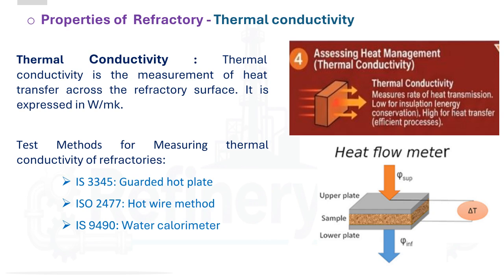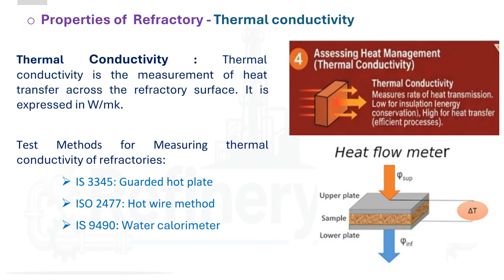There are several test methods used to measure thermal conductivity. The Indian standard IS 3345, known as the guarded hot plate method, measures heat flux across a controlled temperature difference. The ISO 2477 hot wire method uses a heated wire, where the temperature rise indicates conductivity. And the Indian standard IS 9490 water calorimeter method measures heat absorbed in cooling water.